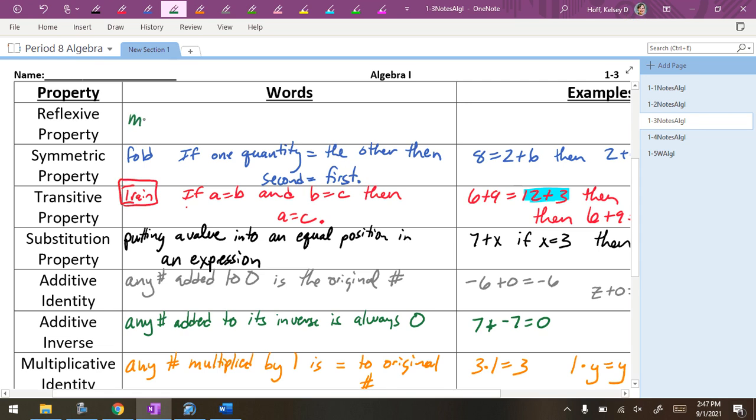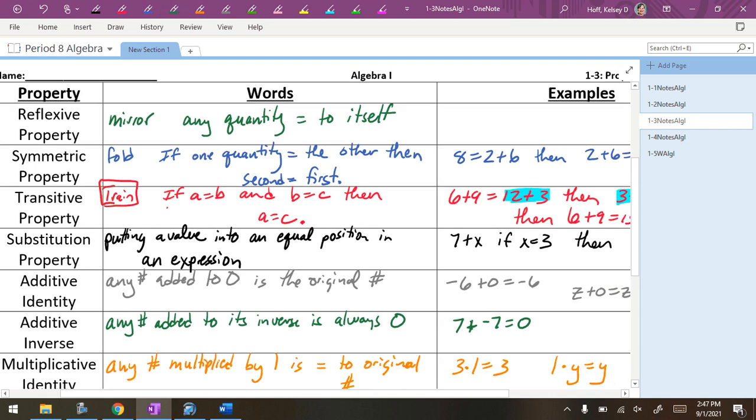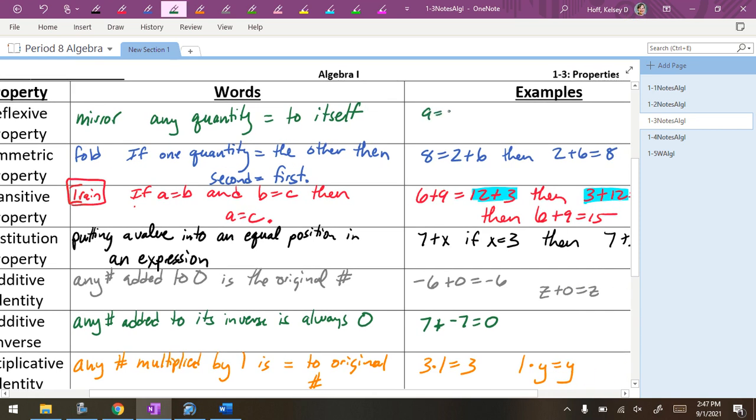And the reflexive is like a mirror. Any quantity is always equal to itself. A is equal to A. 7 is equal to 7. Negative 12 is equal to negative 12.